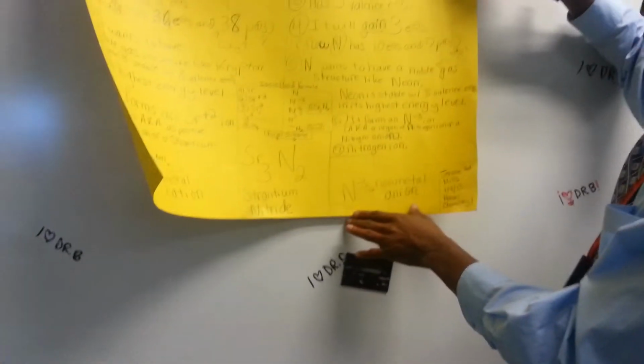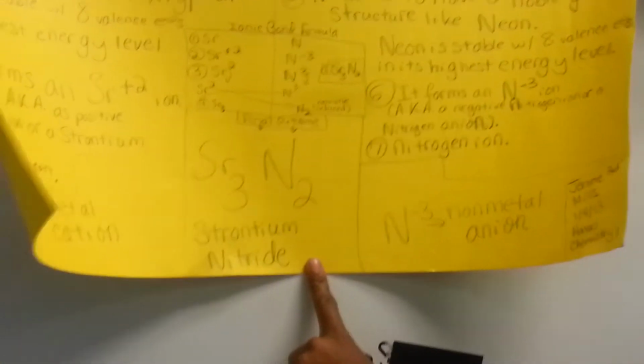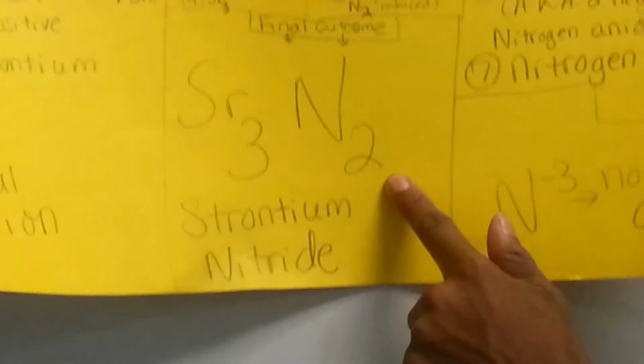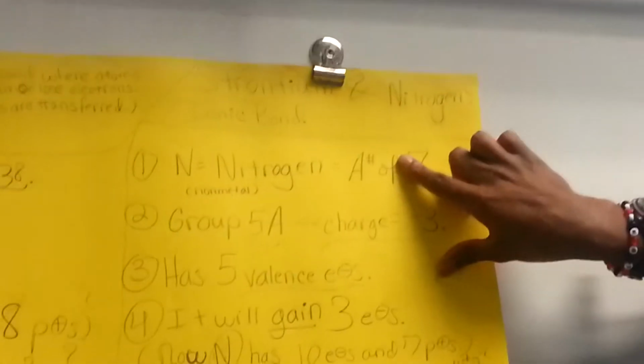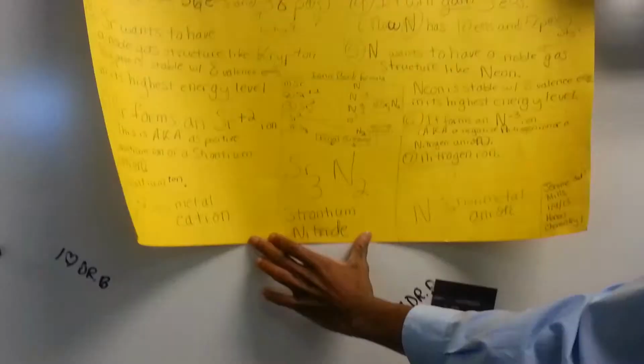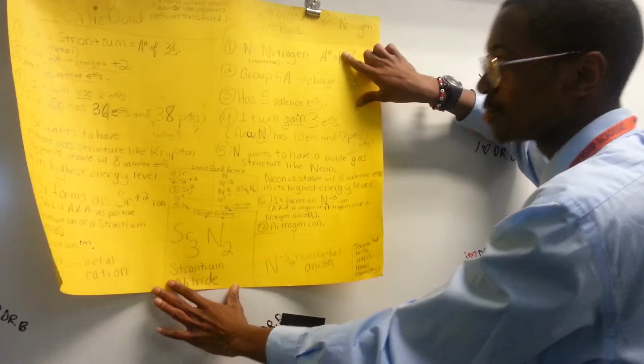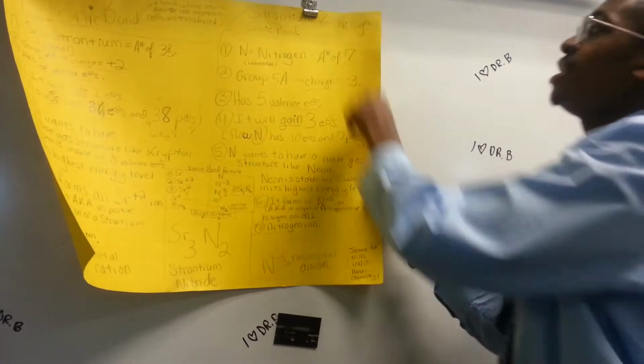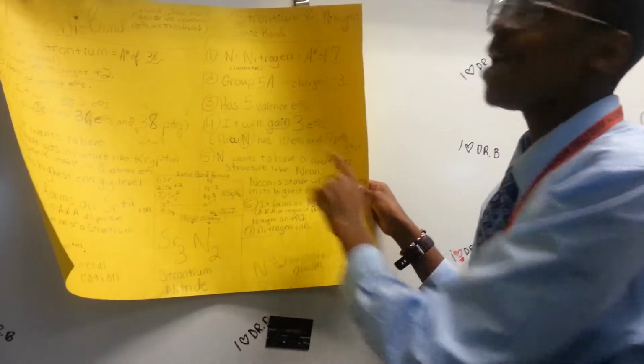The final outcome is strontium nitride, Sr3N2. This is the ionic bond between strontium and nitrogen. Strontium nitride is our final outcome. Now, let's look at the Lewis structure and the Bohr diagram for strontium and nitrogen.